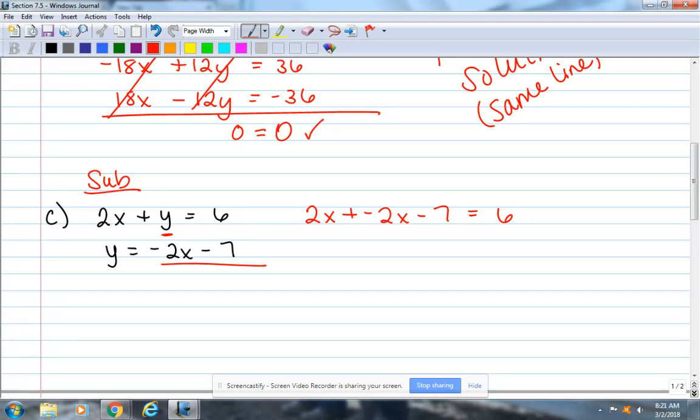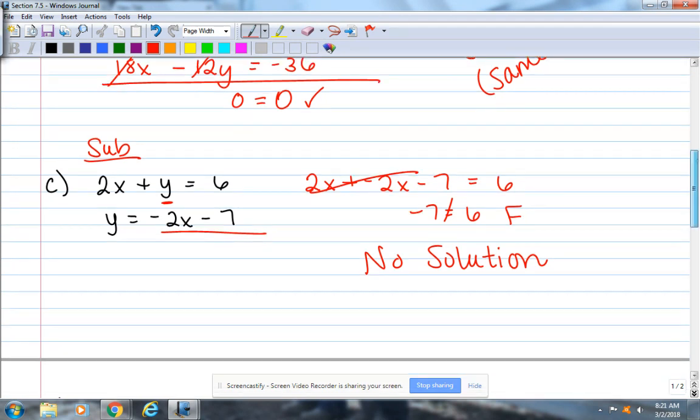So combine like terms, and what happens? So I have negative 7 equals 6. Is that true or false? It's false. So if it's false, what do you think we write? No solution. That one was very short. What kind of lines are these? Same or parallel? Parallel. Y'all understand how those canceled out? Yeah. So it doesn't have to be elimination to be a no solution. It could be a substitution problem. Or infinitely many.